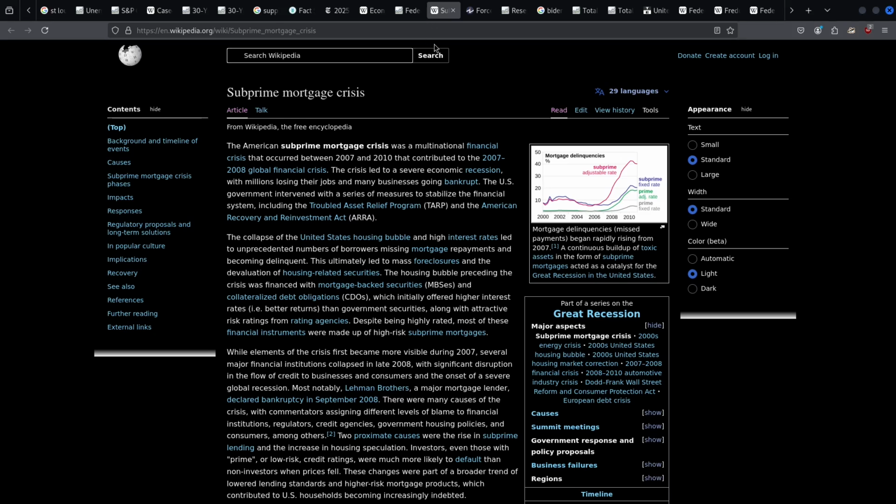The American subprime mortgage crisis was a multinational financial crisis that occurred between 2007 and 2010 that contributed to the 2007-2008 global financial crisis. The crisis led to severe economic recessions, with millions losing their jobs and many businesses going bankrupt. The U.S. government intervened with a series of measures and quantitative easing to stabilize the financial system. The collapse of the United States housing bubble and high interest rates led to an unprecedented number of borrowers missing mortgage payments and becoming delinquent.